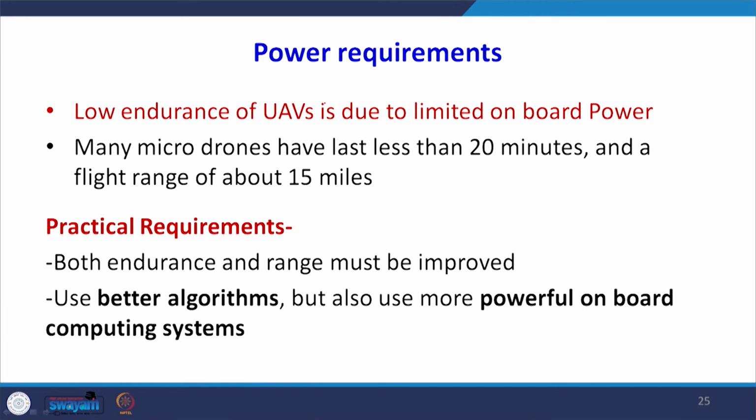Now, the power requirement is the main issue when I am discussing that it has a LiPo battery. The low endurance UAVs fly and come back to the area, and their endurance time is not very high because they require a lot of power and the battery is consumed within 15 to 20 minutes. Many micro drones have less than 20 minutes of flying time because of the power requirement, and flight range is about 15 miles.